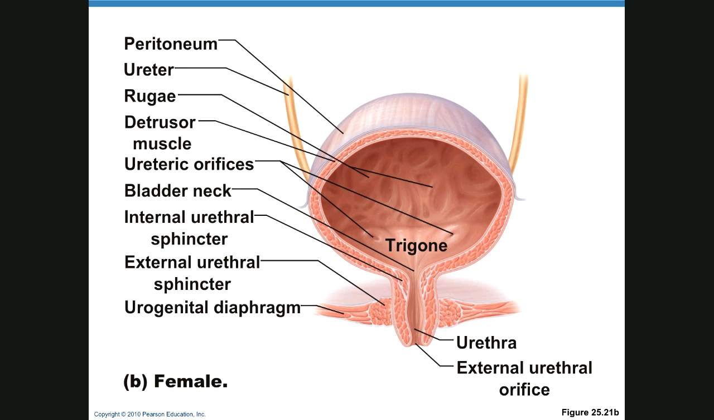Okay, here we have peritoneum here, and then just adventitia down here. This is a ureter. Here's where your ureter comes in, right here. This is a urethra. This is the external urethral sphincter here, and we have an internal urethral sphincter. So this one is involuntary, this one is voluntary, and this is obviously a female because of the short urethra.